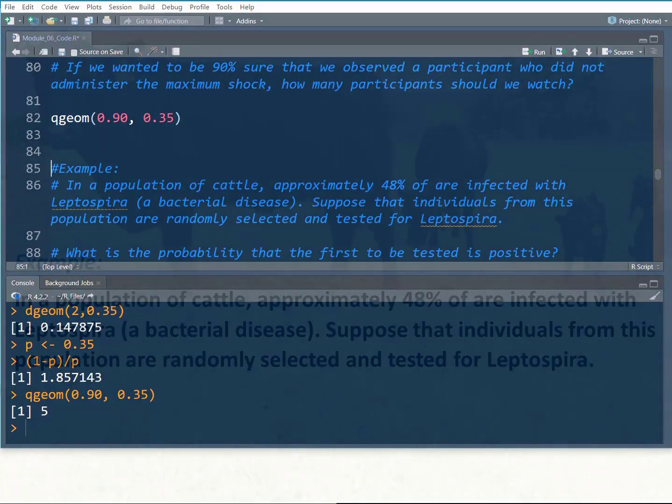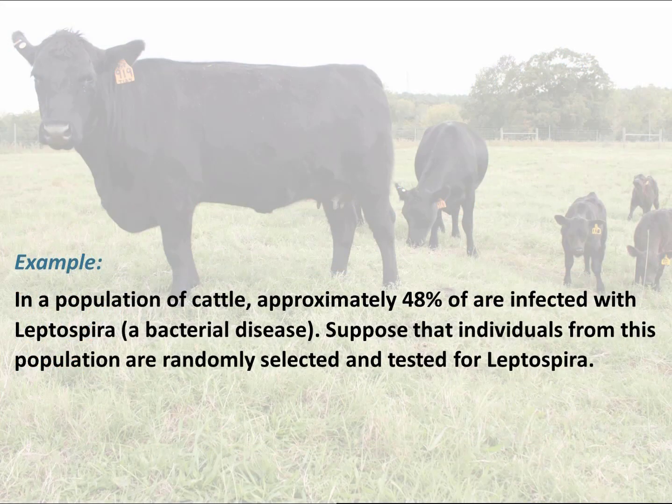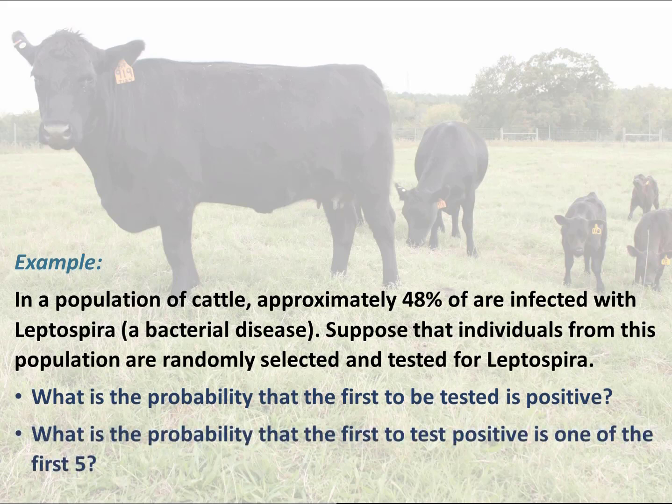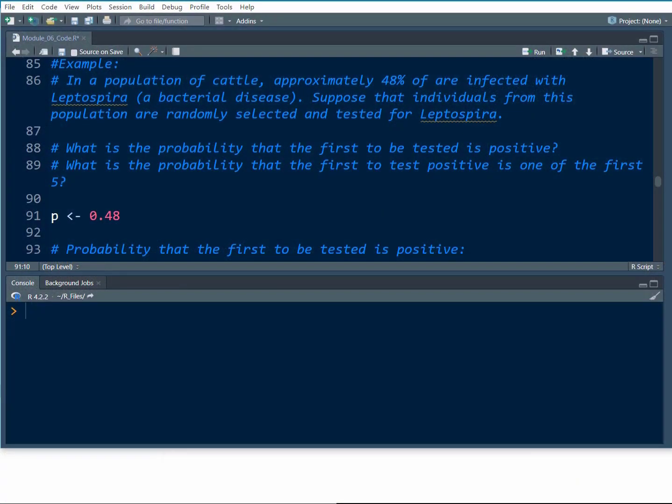Consider another example. Again, it might be useful for you to try this on your own before coming back to the video. In a population of cattle, approximately 48% are infected with leptospira, a bacterial disease. Suppose that individuals from this population are randomly selected and tested for leptospira. What is the probability that the first to be tested is positive? What is the probability that the first to test positive is one of the first 5? Let's define p to be 0.48.